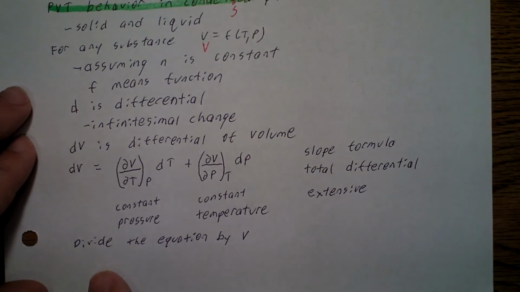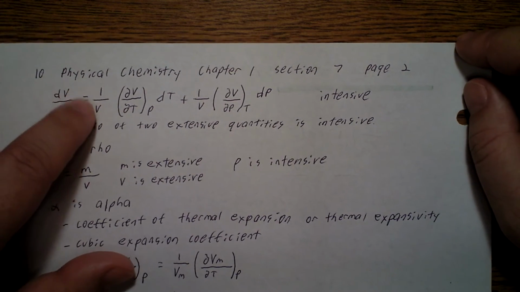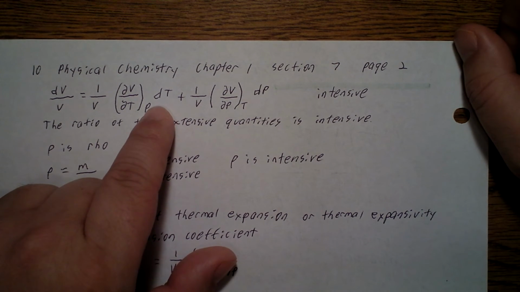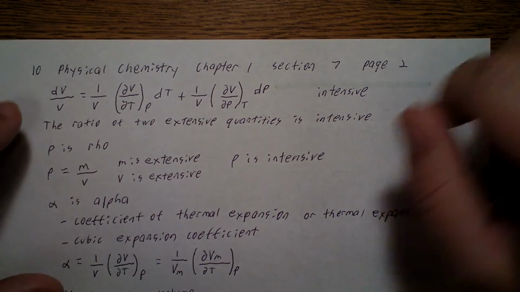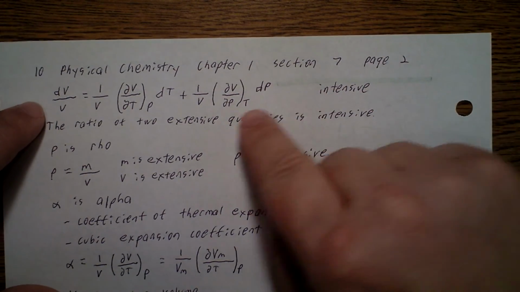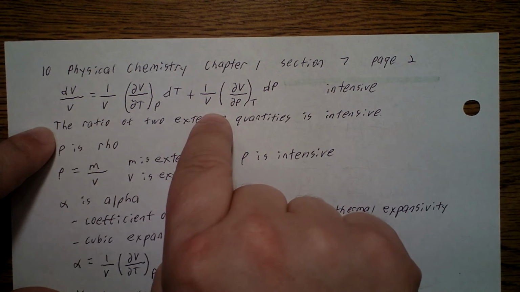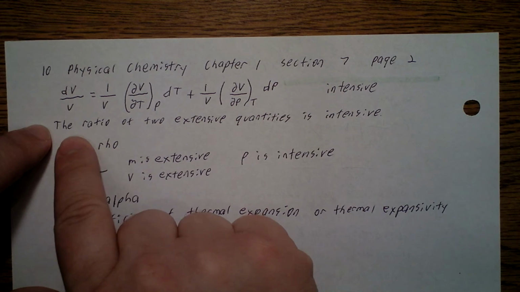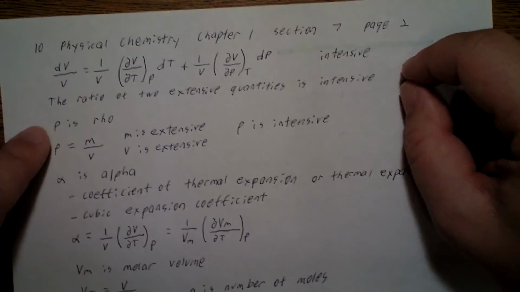What we're going to do now is divide this equation by volume. So now we have the differential of volume divided by volume equals 1 over volume times the partial derivative of volume with respect to temperature holding pressure constant times the differential of temperature, plus 1 over volume times the partial derivative of volume with respect to pressure holding temperature constant times the differential of pressure. Since we've divided by volume, this version is intensive. Now remember, you can cancel out the V's here, but then you'll just be back where you were before, which was extensive, which is not what you want. So it's important to remember, you can take the ratio of two extensive variables and end up with something intensive. That's a good idea sometimes.